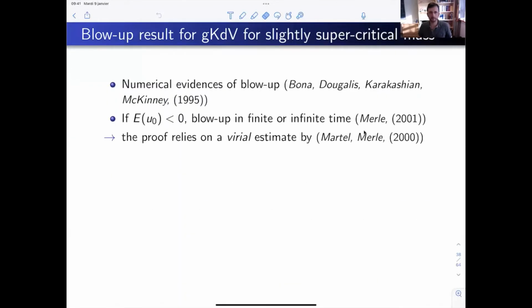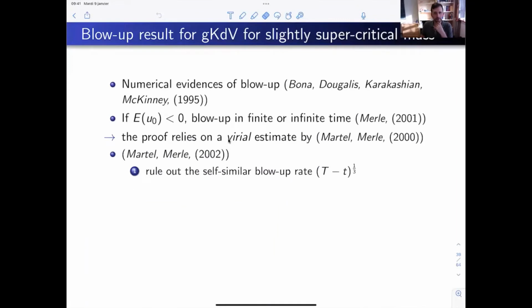Then, yes, and what I should say is that the proof relies on a virial estimate, derived a little bit earlier by Martel and Merle. But that was what I was saying. This virial estimate is actually quite complicated and involved. So it has nothing to do with a virial identity. Of course, it has some connection, but it's much more complicated. So it's not just an identity that you can derive and get a sign. Okay, that's what I wanted to say here.